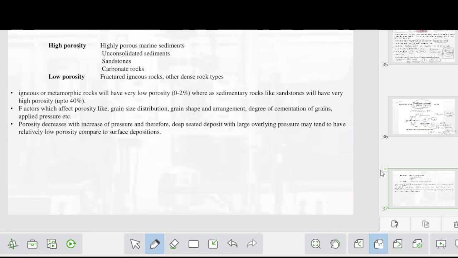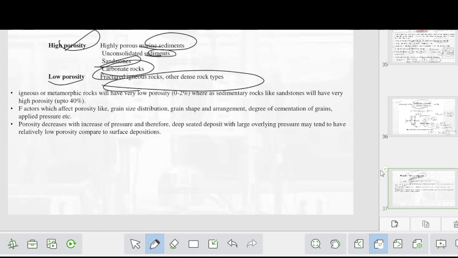Okay, so you can study what is the high porosity material. You can get some highly porous marine sediment, you find some unconsolidated sediment, right? Sandstone, carbonate will have low porosity, this type of material. Go through this.